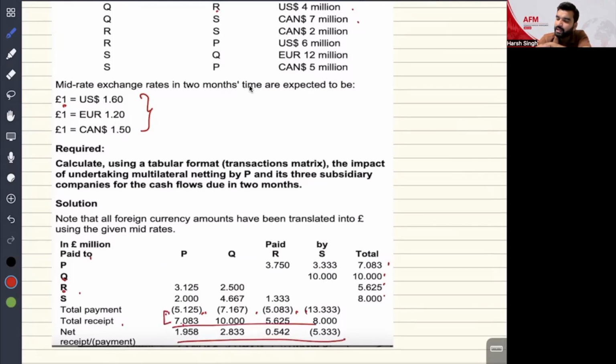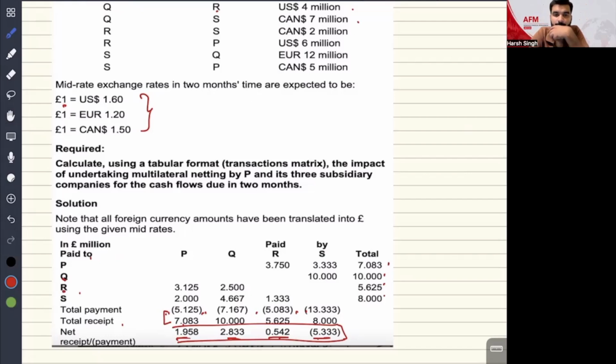So what does it mean? That S will make a payment, R will receive this much, Q will receive this much, and P will receive this much. So over here, you just need to remember the table: paid to is here, paid by over here. This will be the total of positives, and over here, vertically, will be the total of negatives. That's it, nothing else.